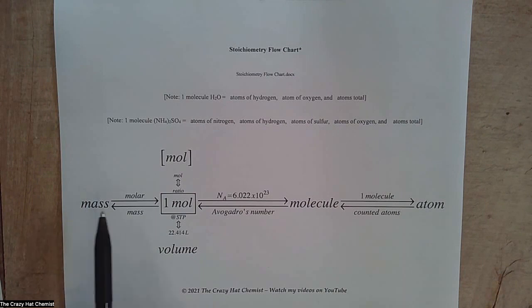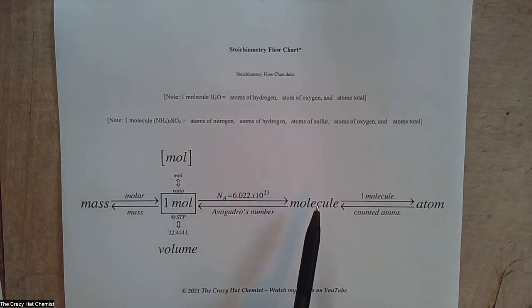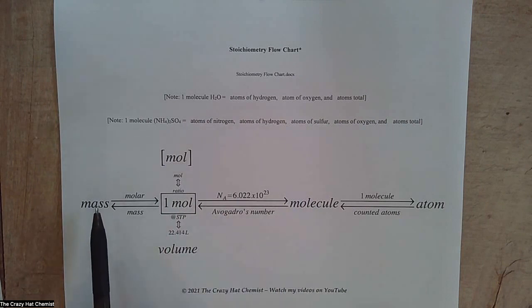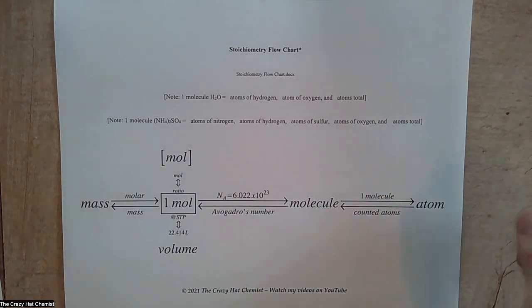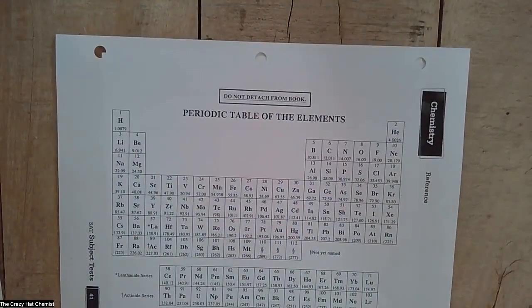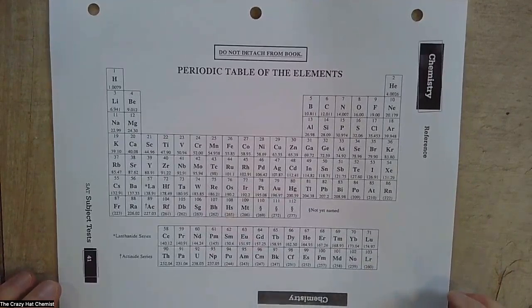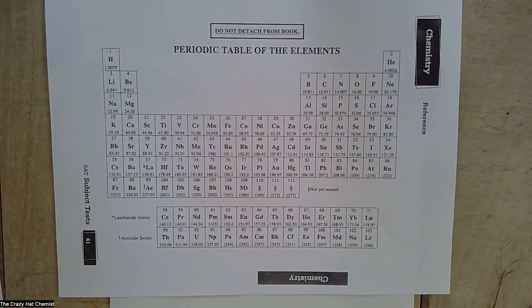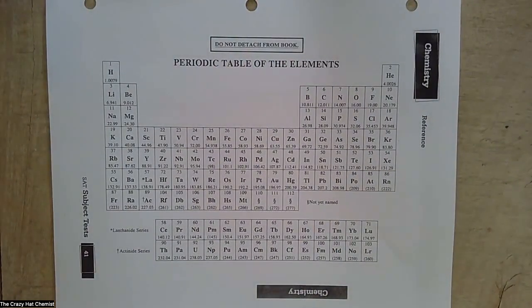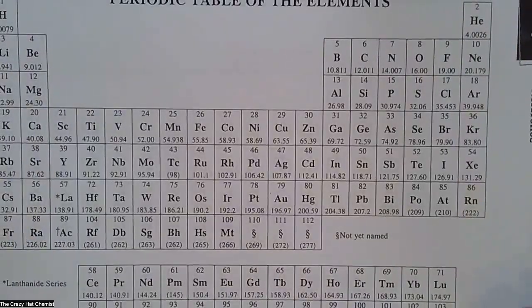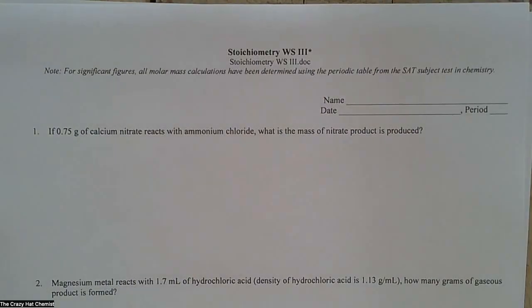And that's going from mass to moles, from moles to molecules, from molecules to atoms, and atoms to molecules, molecules to moles, and moles to mass, as well as moles to volume at STP conditions. And then this up here is using the mole ratio. In addition to that, hopefully you have this periodic table right here. I'll be referencing this periodic table to come up with all the molar masses that are necessary on these problems here.